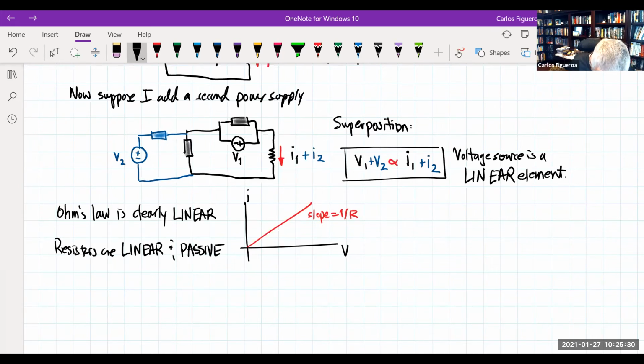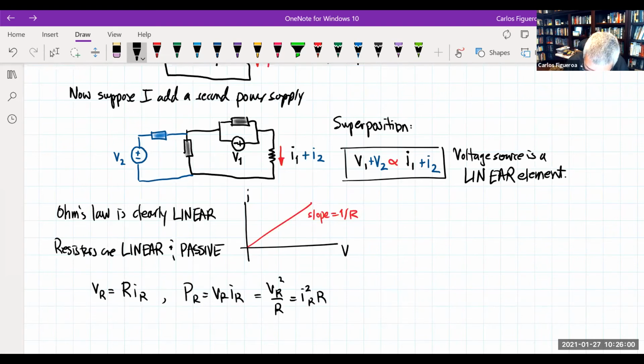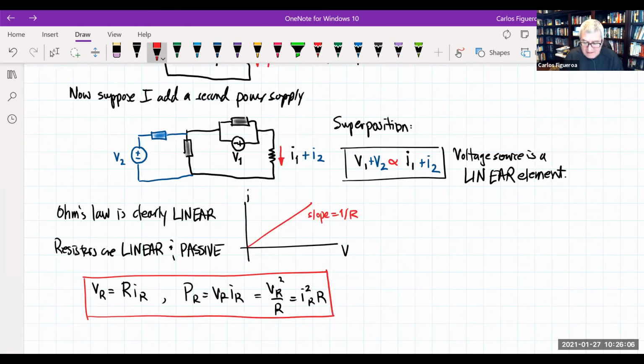What does that mean here? Well, I know that the voltage across a resistor must be given according to this law right here. And the power of a resistor should be the voltage times the current. But I can rewrite this using Ohm's law. I can also write this as V_R squared over R, or I_R squared over R. So when I talk about linear elements that are resistive, they must follow this. And note that all of these powers must be passive.